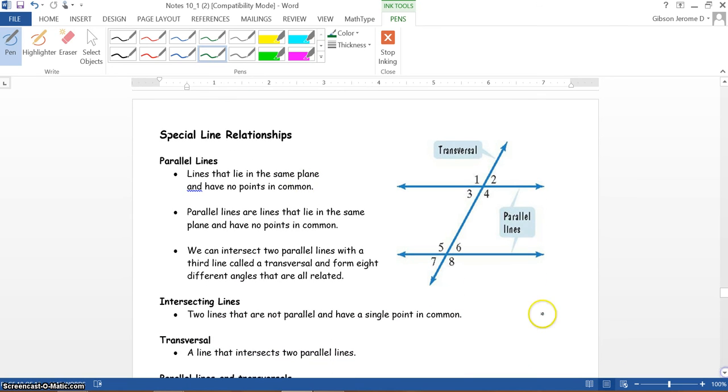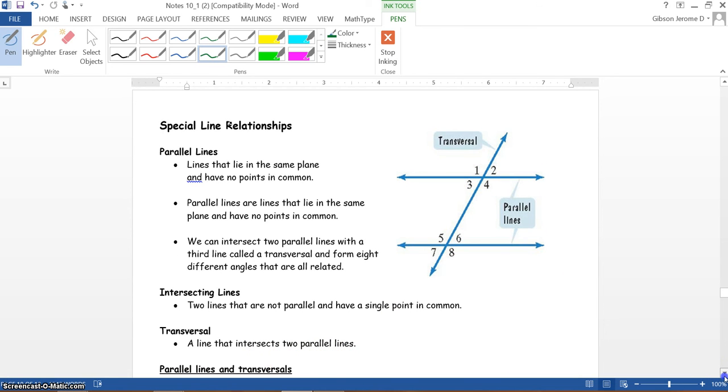Now we go here, special line relationships. Parallel lines are lines that lie in the same plane and have no points in common. We can intersect two parallel lines with a third line called a transversal and form 8 different angles that are all related. Intersecting lines are two lines that are not parallel and have a single point in common. A transversal is a line that intersects two parallel lines. This is a transversal between the parallel lines.